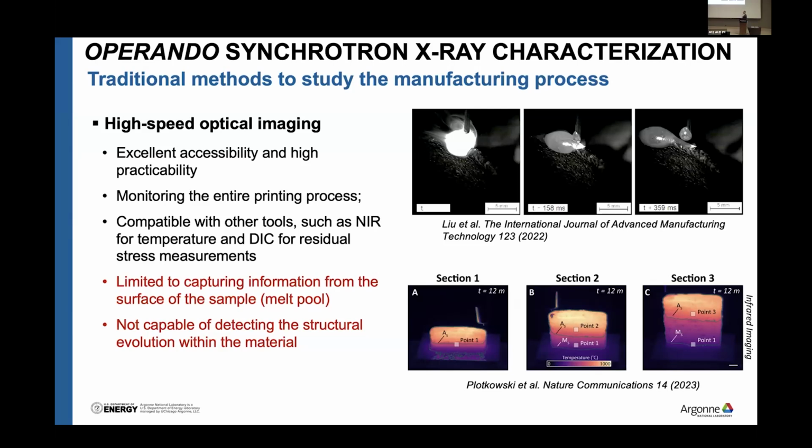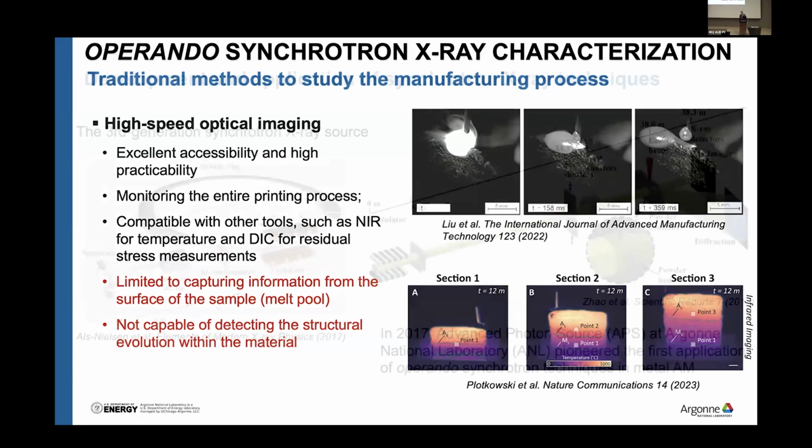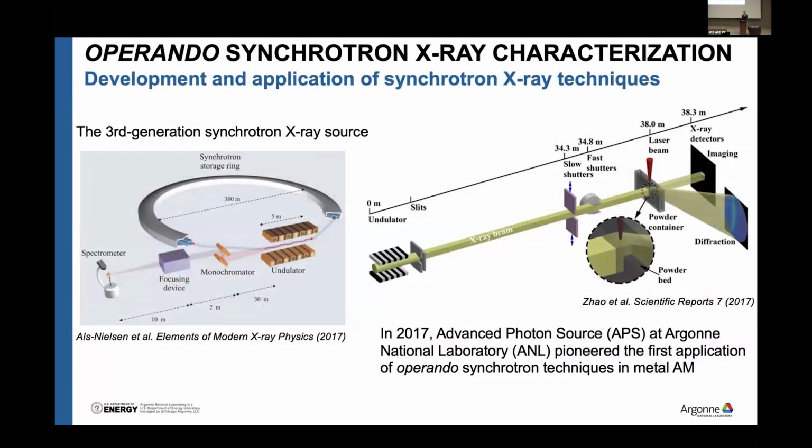But there are two limitations for this technique in getting an in-depth understanding of the molten pool behavior. The first one is that this technique is only a surface technique, so you are not able to get any information from the molten pool interior. And also it is not capable of detecting the structure evolution during the manufacturing process. Because in the rapid solidification process, the material may be subject to solid-state phase transformation, but this technique is not able to provide this type of information. So these two limitations motivate us to pursue more advanced techniques to characterize the printing process in situ.